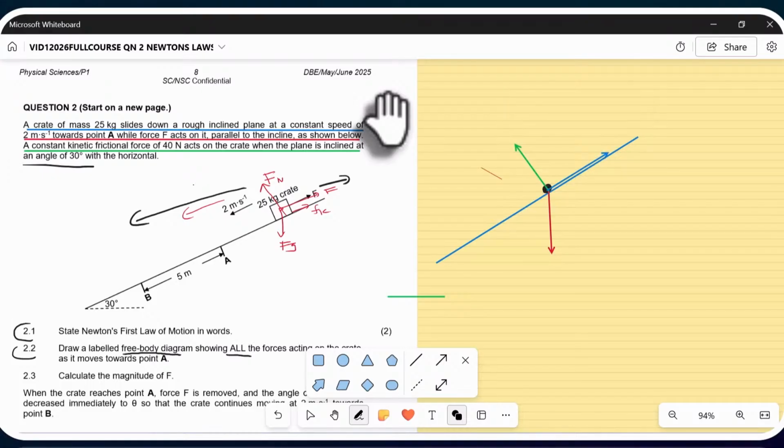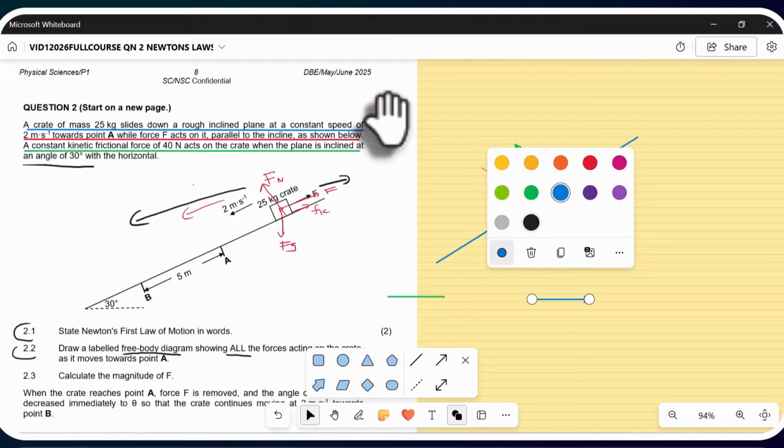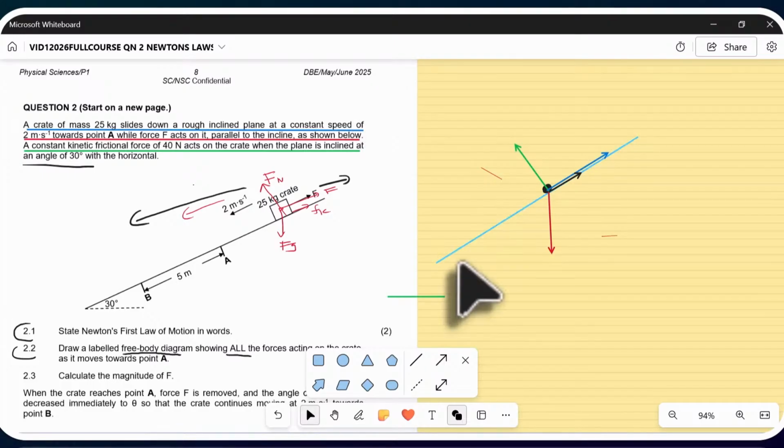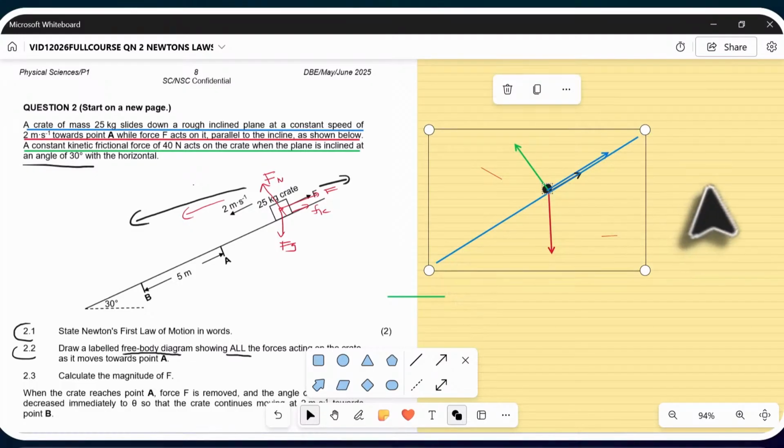Now this frictional force is also opposing the motion. Because the block is going down the slope, the frictional force must be upslope, like you see it here. Okay, so this is the frictional force. Now after putting the arrows, you can remove the incline if you want to. If I remove it here, it's going to delete everything. Okay, it's fine.